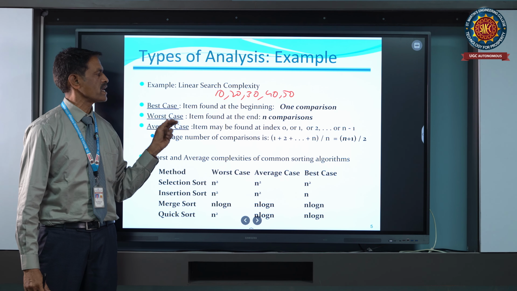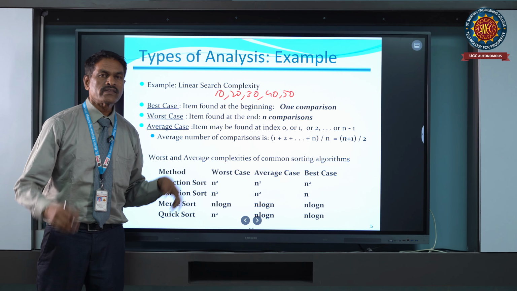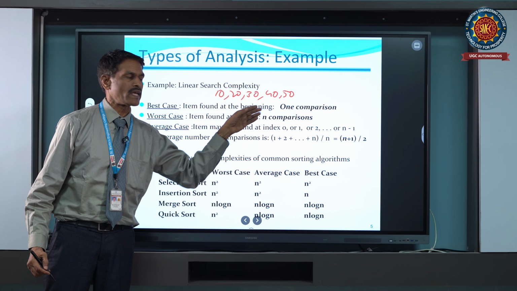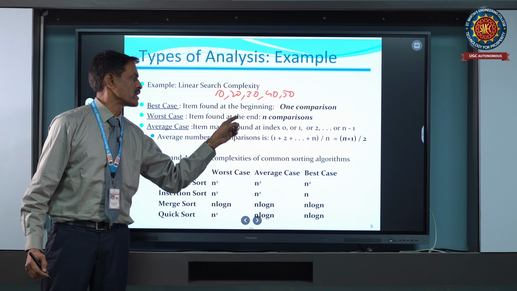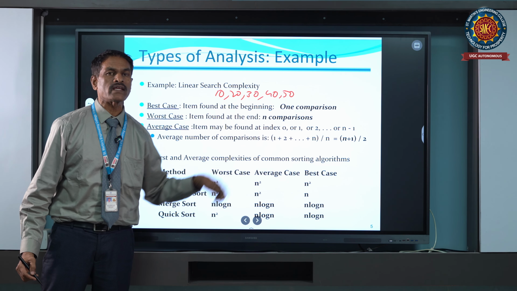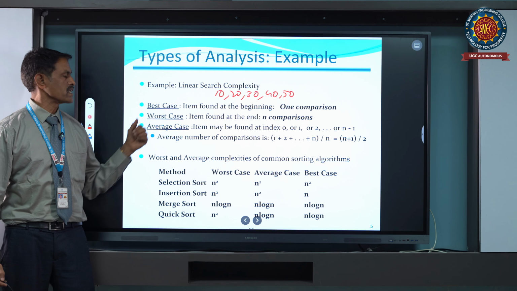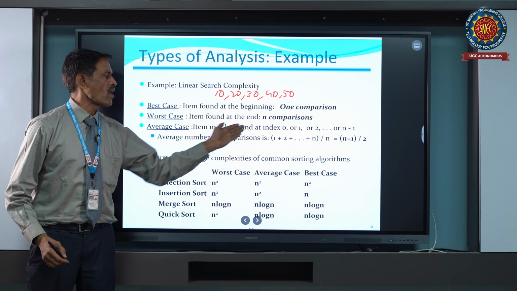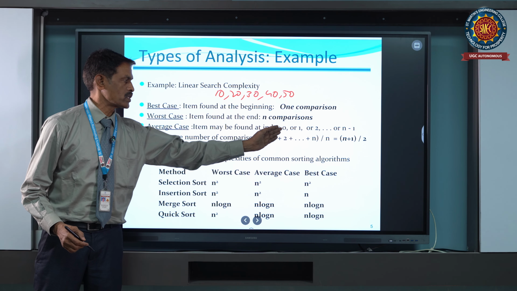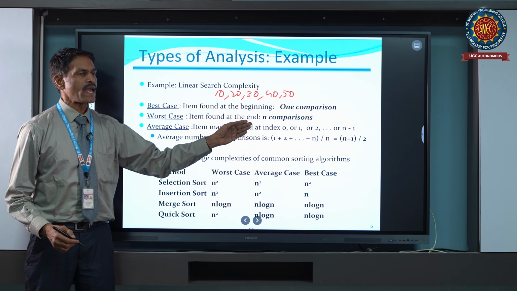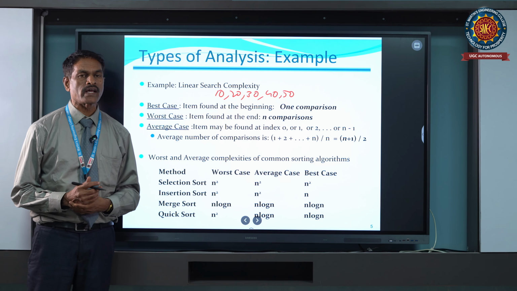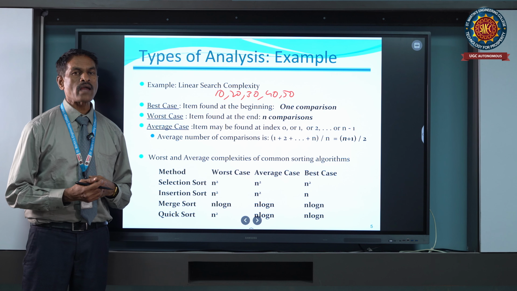Next, the worst case is the last one, the end of whatever input elements are there. That is found at the end, so there are n comparisons. That is called the worst case. The average case is in between the first and last one, from 0 to n minus 1, that is n plus 1 by 2. That is the average case. These are the examples we use for time analysis.